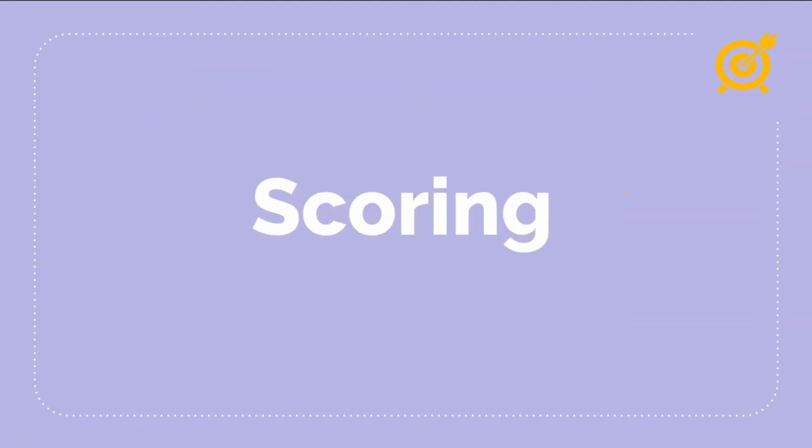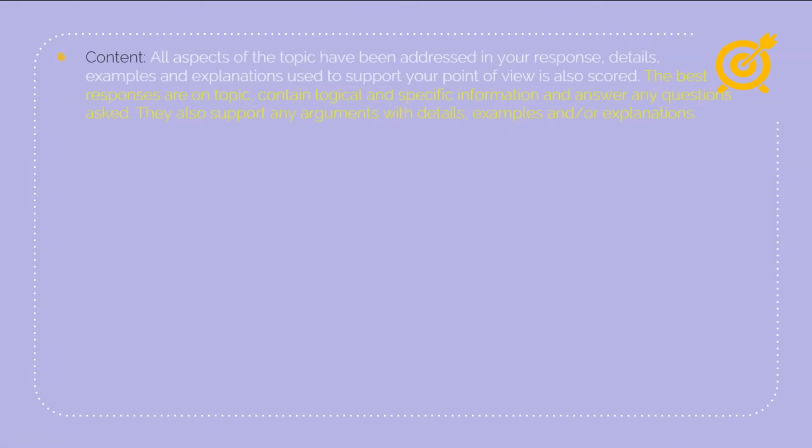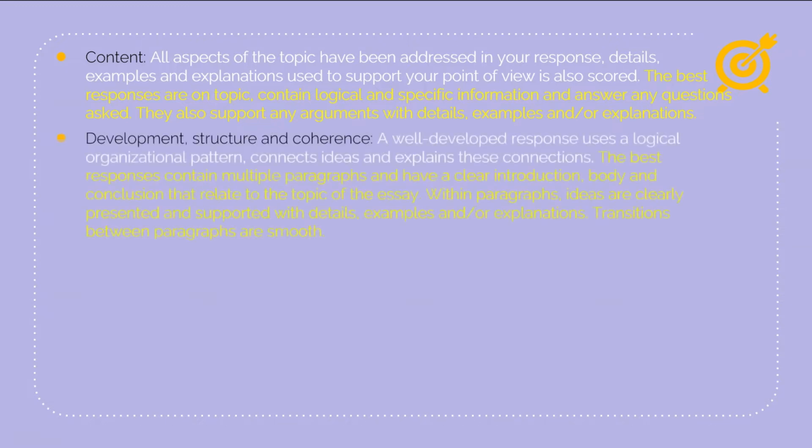Let's now look into how this question is scored in detail. There are 7 areas that you are scored in this task: content, development, structure and coherence, form, general linguistic range, grammar, vocabulary, and spelling. So content-wise, you need to write on the topic and include details and examples. Next, for development, structure and coherence, your essay should have a good structure and include introduction, body, and conclusion.